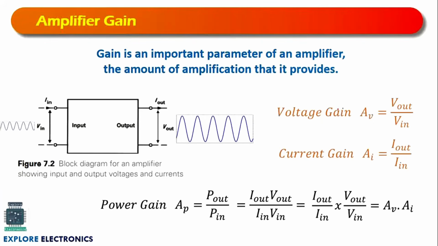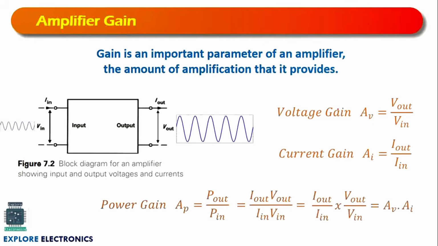Similarly we have power gain. Power P is equal to I into V. So we can use that formula here to write the power output as I out into V out divided by P in as I in into V in. We can write this expression as I out divided by I in, multiplied by V out divided by V in. We know that I out divided by I in is AI, and V out divided by V in is AV. So the power gain AP can be written as AV into AI.